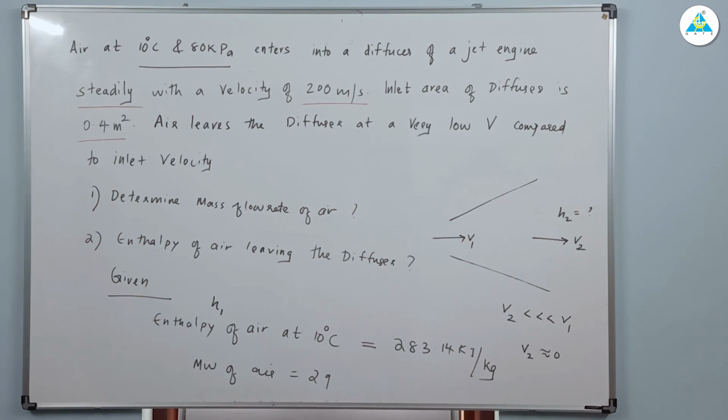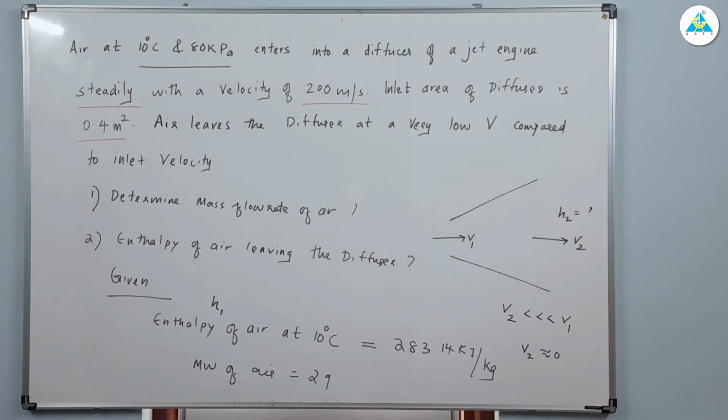Clear? That is, air at 10 degrees Celsius and 80 kilopascal enters into a diffuser of a jet engine steadily with a velocity of 200 meter per second. Inlet area of the diffuser is 0.4 meter square. Air leaves the diffuser at a very low velocity compared to the inlet velocity. Determine the mass flow rate of air, that is the first question. Enthalpy of air leaving the diffuser, that is the second question, and find both. Clear?